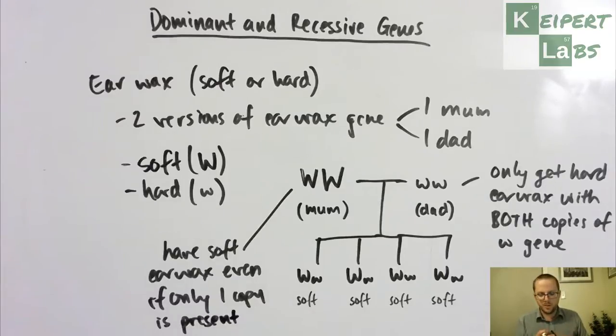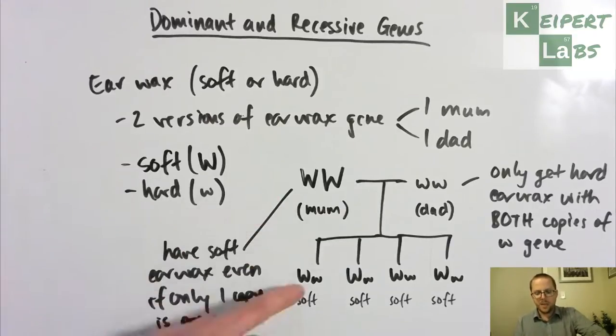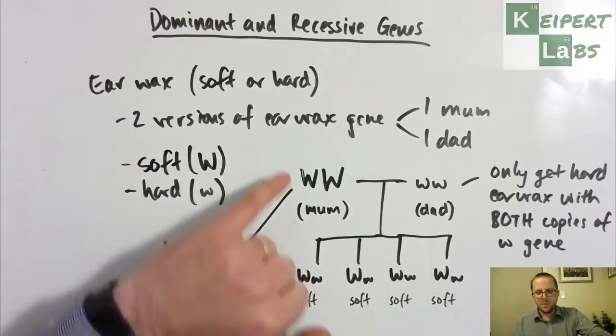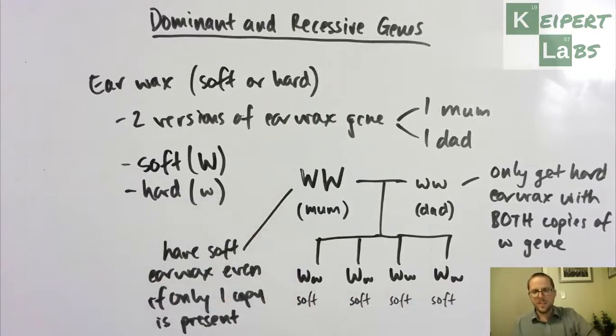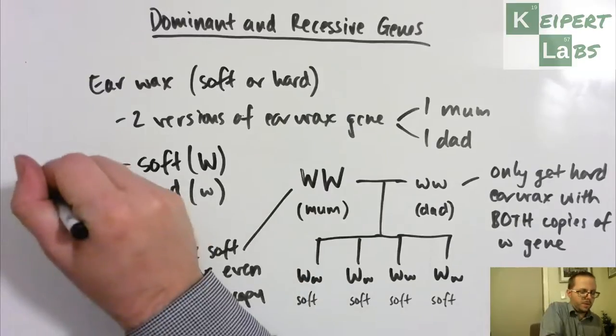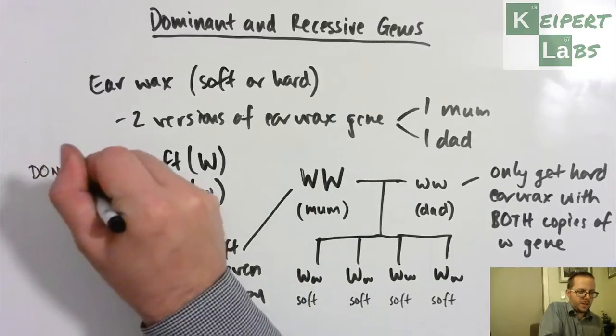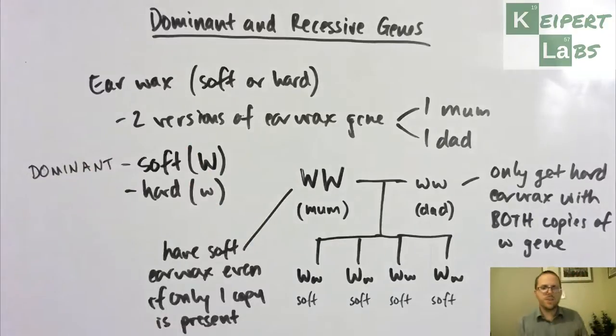I told you this was a lovely conversation, but it helps to illustrate an important point, which is that these two genes are not equal. The soft earwax gene tends to dominate the other. You will more often have soft earwax than hard earwax. And so we use a word, I'm going to write it over here. We say that the soft earwax gene is dominant. It dominates, it takes over.